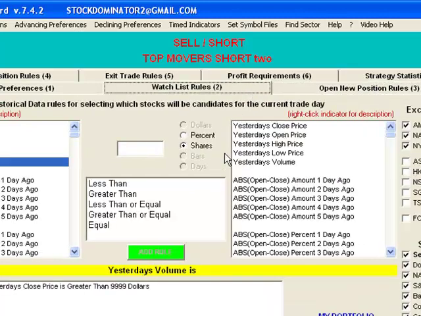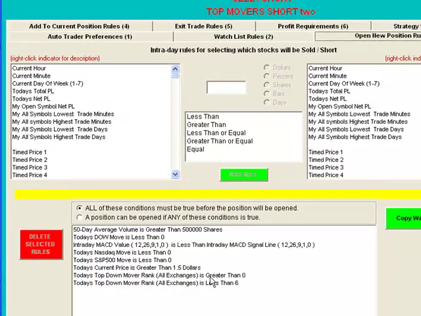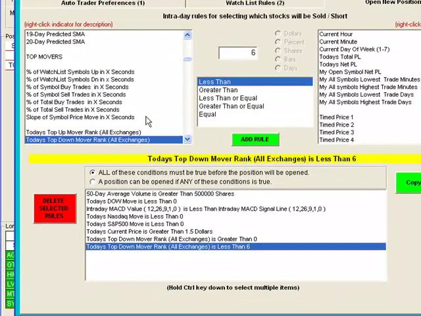So this strategy doesn't have a watch list, because the only thing it's actually looking at for the watch list is this top mover number. So between 0 and less than 6. Any stock that's in the top 6 at that given time, as far as price movement for that day, it's looking at. And then these other rules have to be in effect.